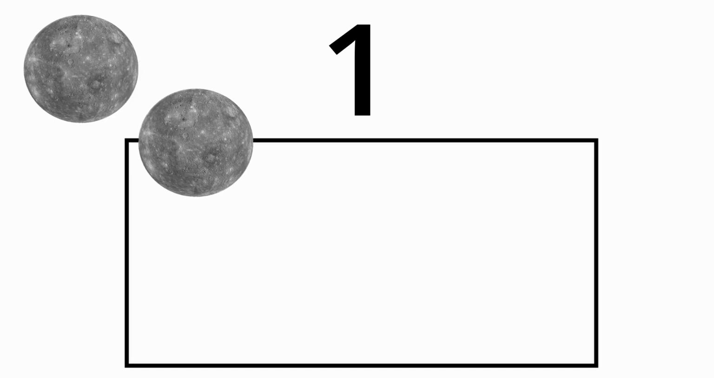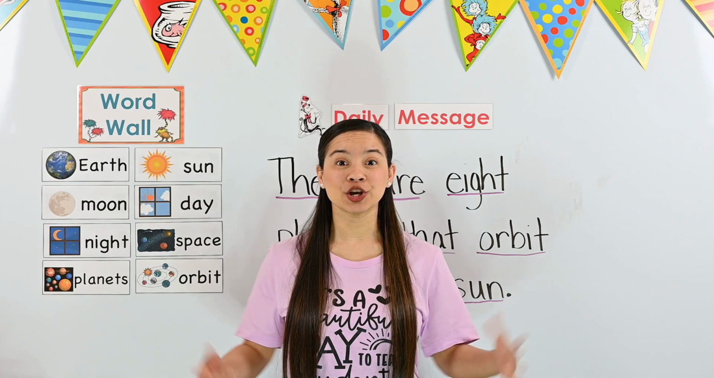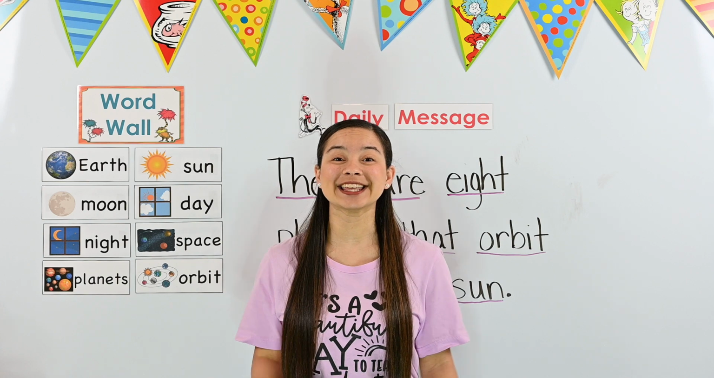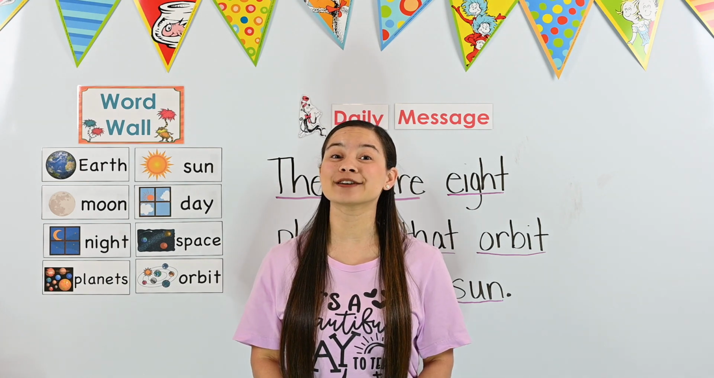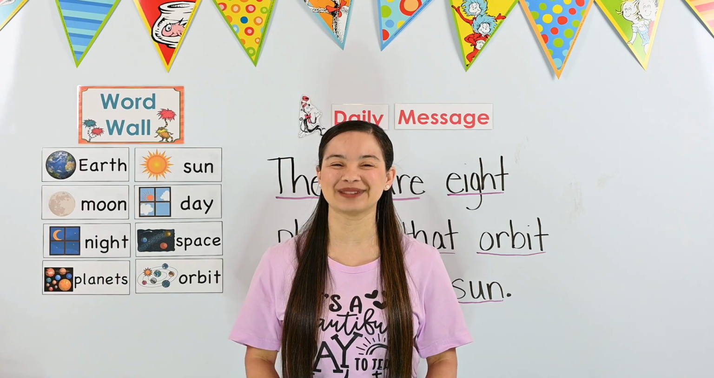This is Mercury. Mercury is the first planet in our solar system. It's the closest to the sun. So we're going to put one Mercury planet in the box. Can you count with me? 1. Excellent job, friends. You put one Mercury planet in the box because Mercury is the first planet. Okay, let's look at another planet.